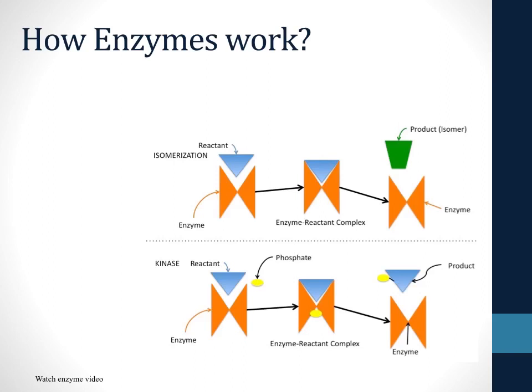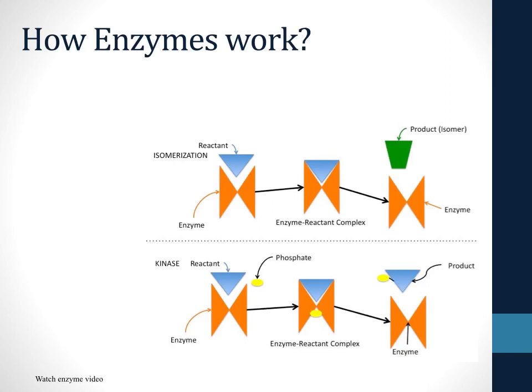The last type of reaction is the kinase reaction, or kination reaction. So, here is the thing we have to activate. Here is the enzyme that does the activation. So the enzyme has a phosphate on it. What the enzyme does is it transfers the phosphate onto the reactant. We now have an activated product.